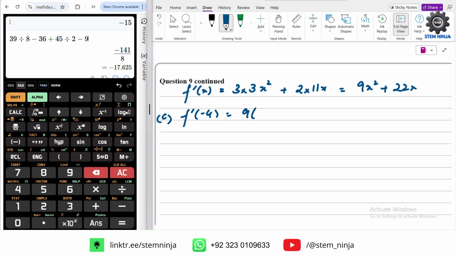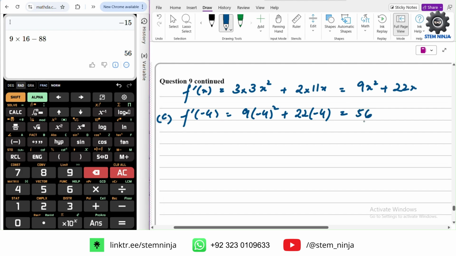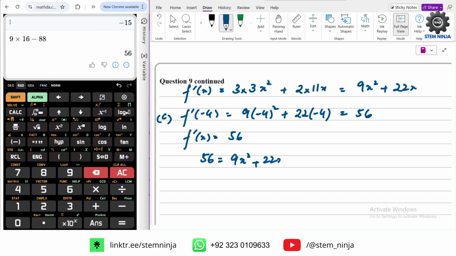So 9 times minus 4 whole squared plus 22 times minus 4. This is 9 times 16 plus, actually minus 88, 56. Right, okay. Now we need to see how many places we get 56. So 56 equals 9x squared plus 22x. So this simplifies to 9x squared plus 22x minus 56 equal to 0.